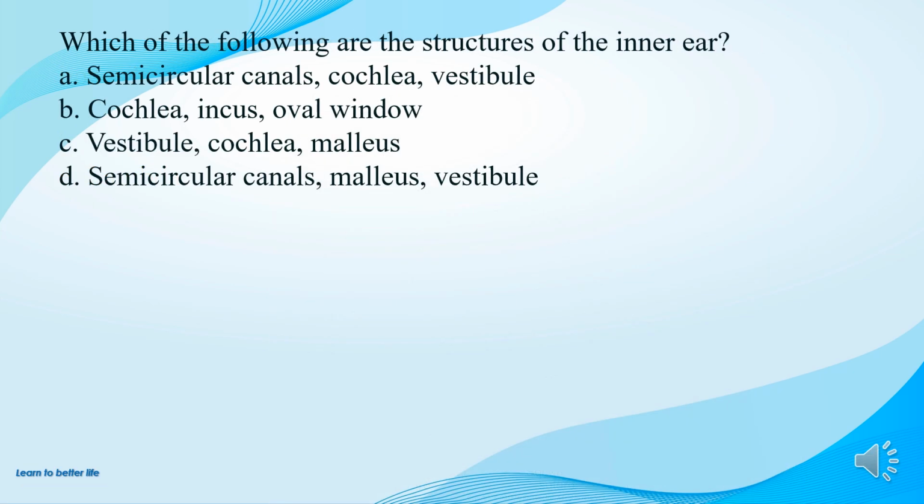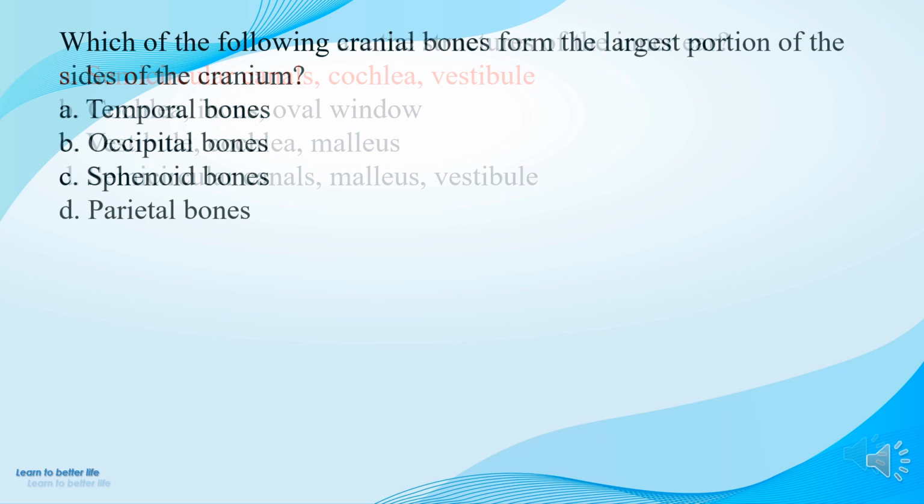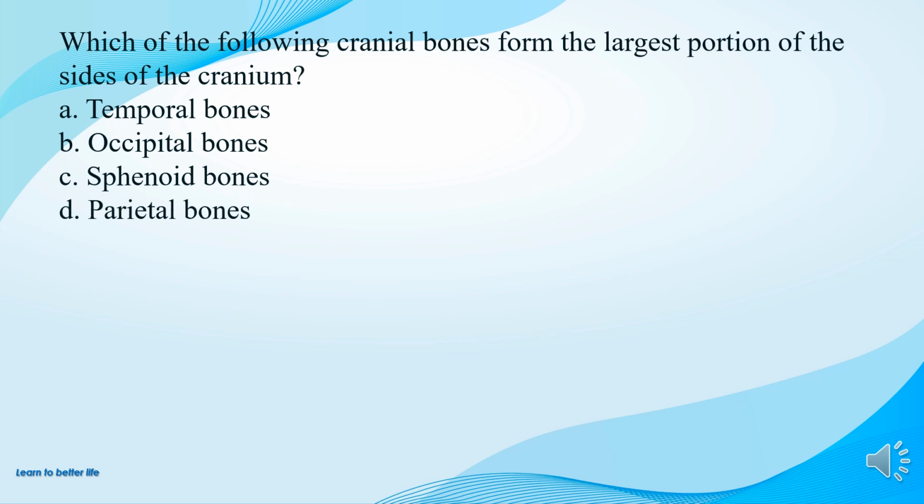Which of the following are the structures of the inner ear? A. Semicircular canals, cochlea, vestibule. B. Cochlea, incus, oval window. C. Vestibule, cochlea, malleus. D. Semicircular canals, malleus, vestibule. The answer is A. Semicircular canals, cochlea, vestibule.